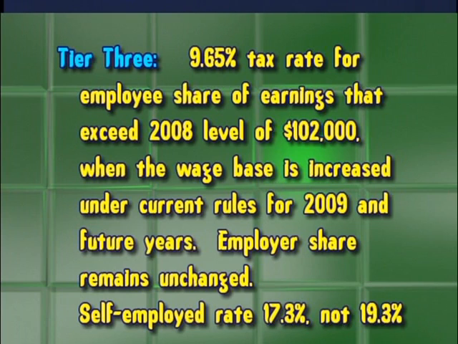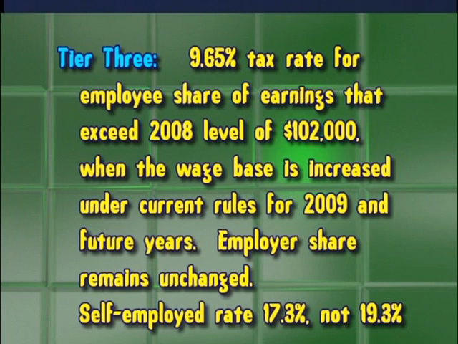The enhanced rate is 9.65%, and it only applies to the employee. The employer will continue to pay the 7.65% rate on all employee wages. For example, if the wage cap were increased to $106,000 in 2009, then the worker would pay 9.65% tax on the additional $4,000 and 7.65% on the first $102,000.